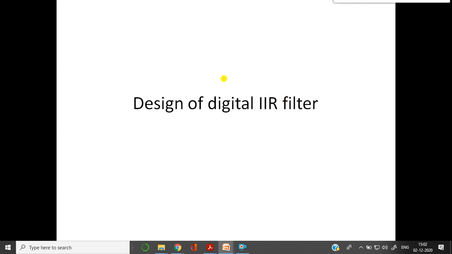Can anyone tell me what is the difference between analog filter and digital filter? What do you think, or why do we need to go for digital IIR filter? Is it not sufficient if I design only analog IIR filter? Is that not okay for the DSP processor? Why is a digital IIR filter required? No, no, leave it, IIR, FIR.